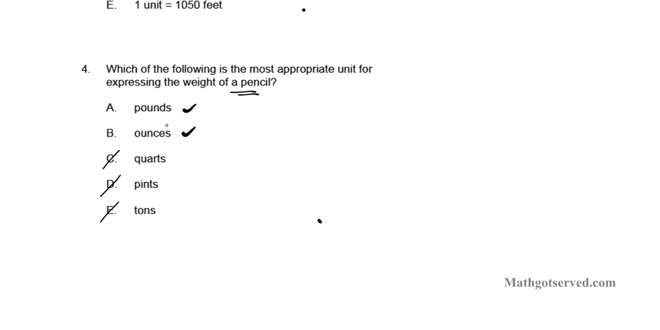Now, out of pounds and ounces, if we're thinking about just one pencil, okay, one pencil, which of these measurements is the best representation for one pencil? Pounds is a little bit too big, you know. If we're measuring a large box of pencils, then we can use pounds. But if we're just looking at one pencil, we have to scale it down a little bit. So ounces is basically the best choice for this option we have here.